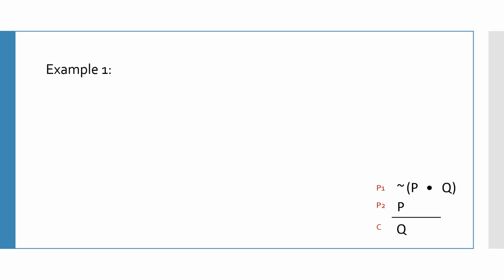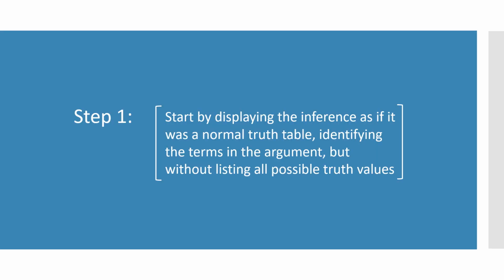So here's an argument. The first premise says it is not the case that P and Q is true. The second premise says P, and then our conclusion says Q must be true. So the first step in dealing with an indirect truth table is to start by displaying the inference of the argument as if it were in a normal truth table, identifying all the various terms, the premises, and the conclusion, but without listing all the possible truth values for the simple propositions in the argument.